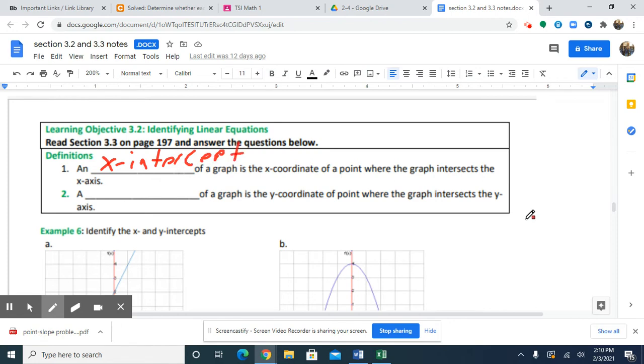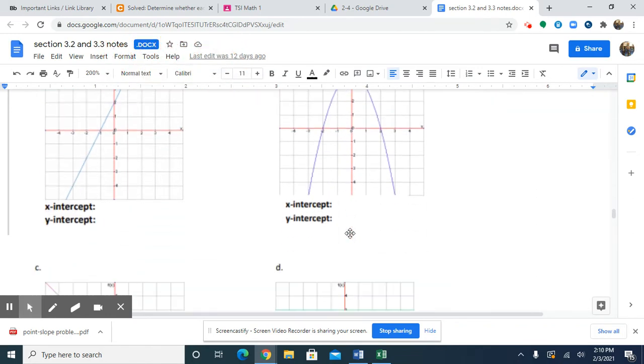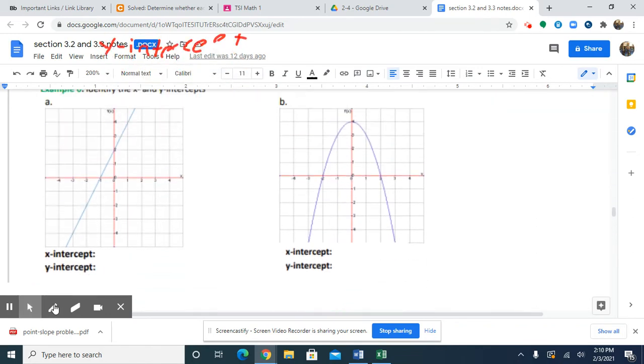And then, of course, the other one, where the graph of the y intersects the y-axis, we would call that the y-intercept. So using x and y-intercepts could actually help us graph, but it's usually a very important thing to know. So this is where we cross the y, this is where we cross the x.